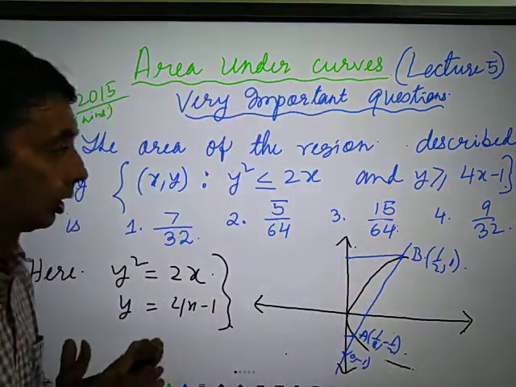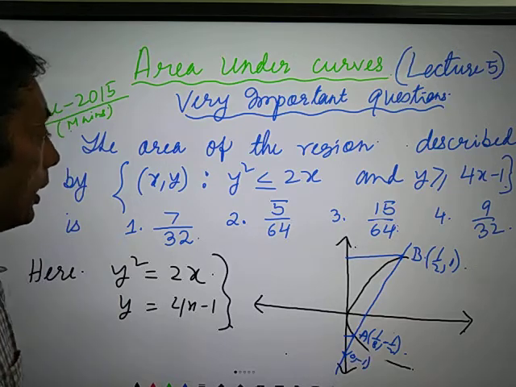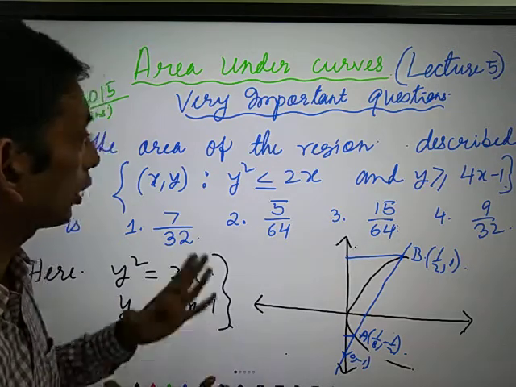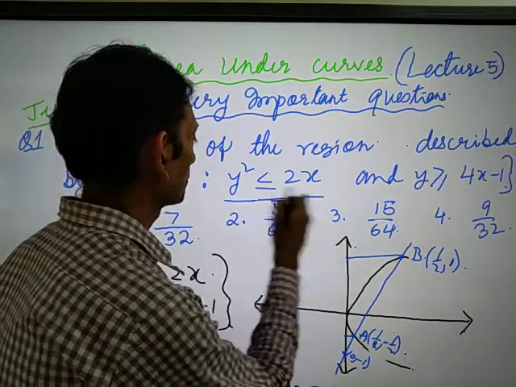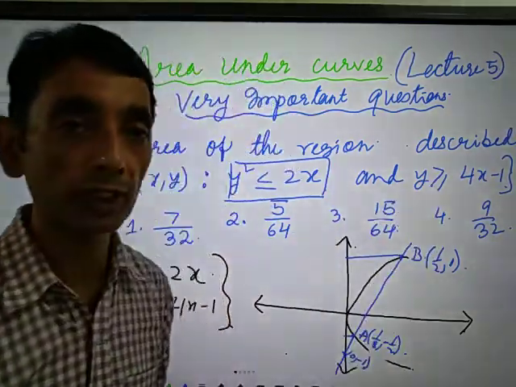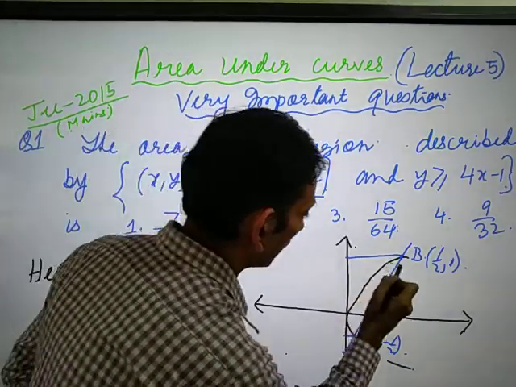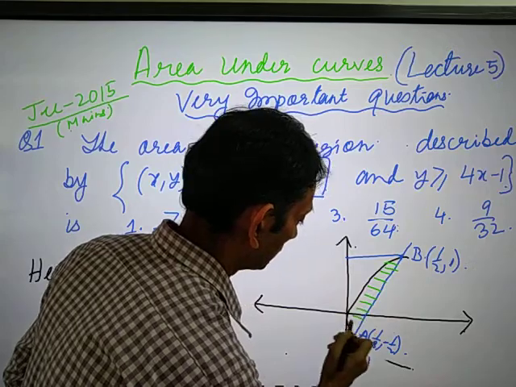Fine. Now according to the question, you need to find the area. The area of the region is described by y squared less than or equal to 2x and y greater than or equal to 4x minus 1. So you need to find out this portion, right? These portions you need to find out.